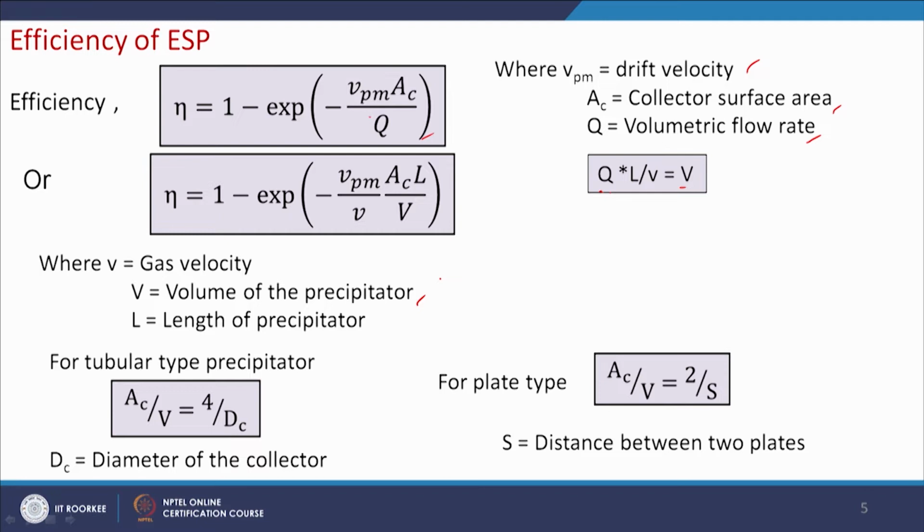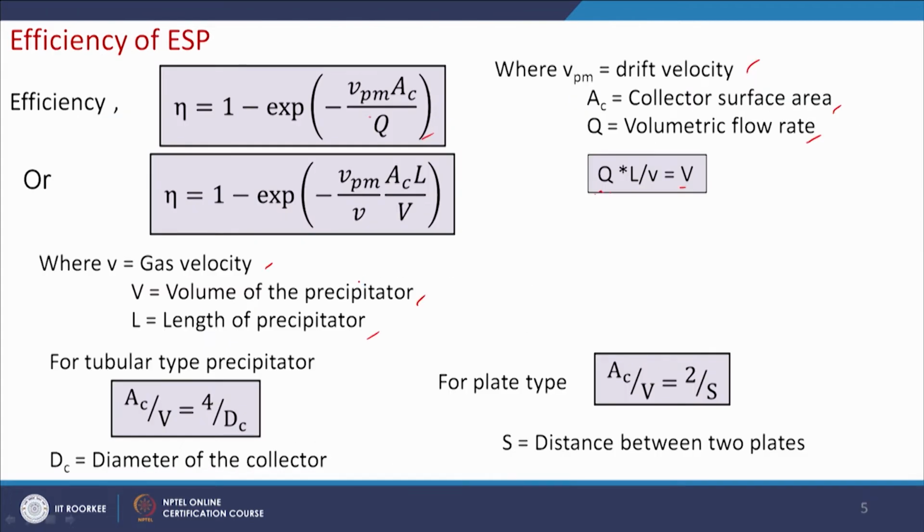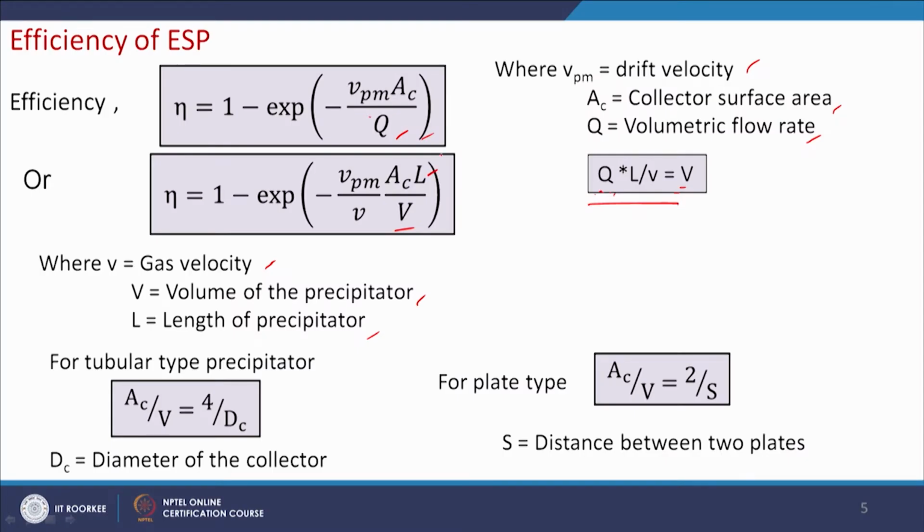If I want to calculate the volume of the precipitator, that will be Q into L by v, where L is the length of the precipitator and v is the gas velocity. If we see this figure, v is the gas velocity, L is the length of the precipitator, and then we have the gas velocity v. So, Q into L by v equals V, that we will get. Now, by using this expression, we can replace Q, the volumetric gas flow rate, which we may not be able to measure every time. So, we can convert it in terms of known parameters, that is, the volume of the precipitator and the length of the precipitator. These are the design parameters, the geometry of this precipitator, so it is easy to calculate and use the formula for computation purposes.